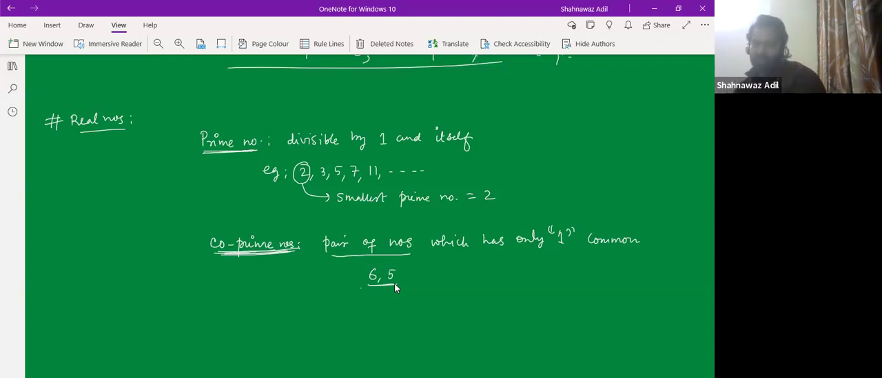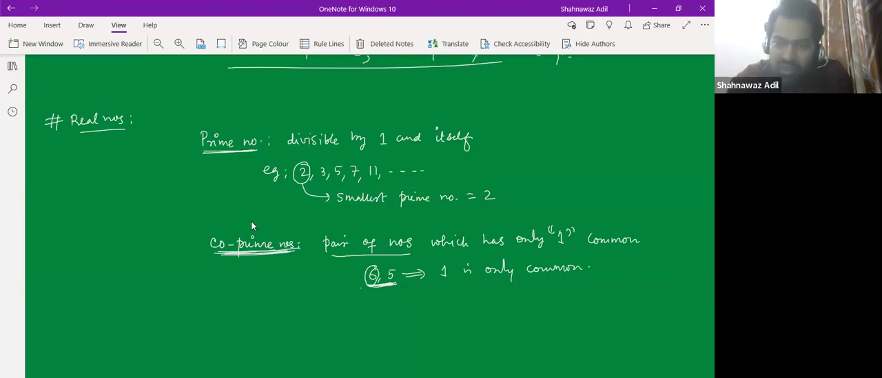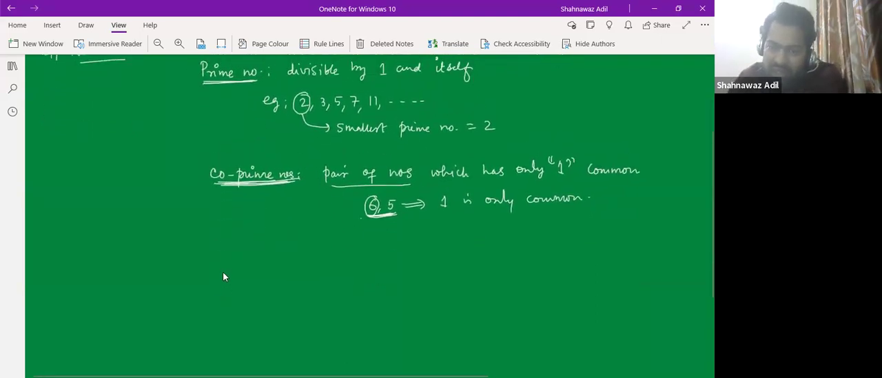Yes. So Aisha and Shaima, what about you guys? Are they co-prime? Yes, sir. So they are co-prime numbers because the common number between them is 1. 1 is only common in 6 and 5. Remember, 6 is not a prime number, right? But when we take the pair, in the pair, this is co-prime. 1 is only common. So this is co-prime numbers, and then we have composite numbers.